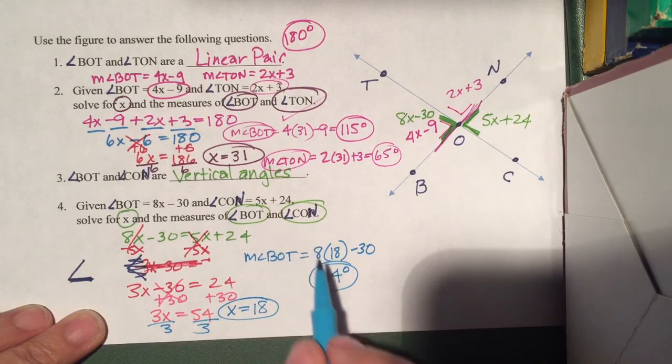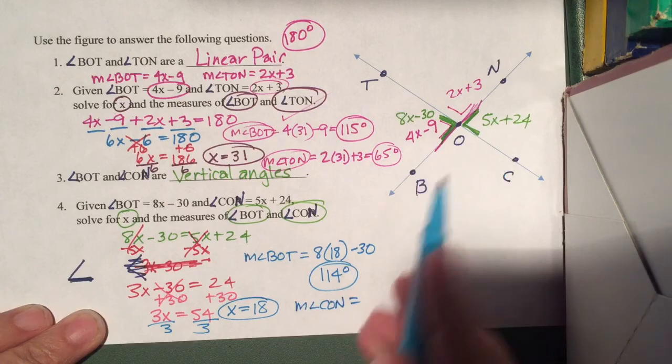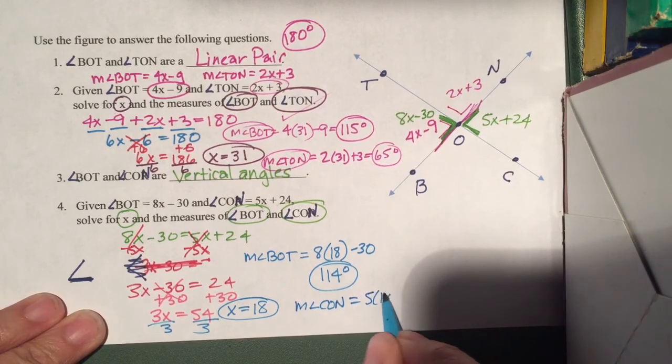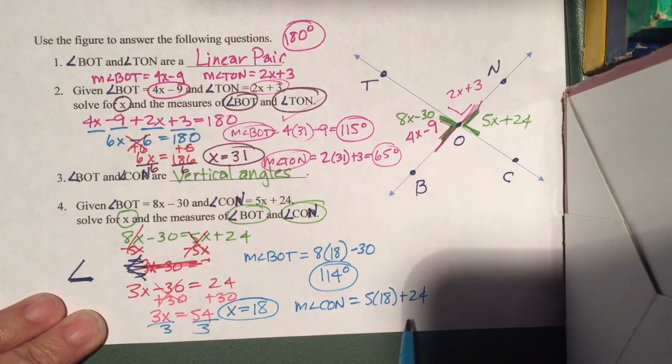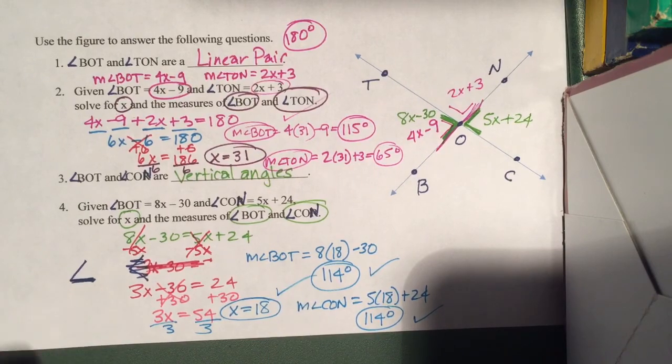And since they're vertical, they should be the same. But let's check and make sure. So the measure of CON is 5x plus 24. You got 90 plus 24 is 114, and sure enough, they're equal. So that is your correct answer.